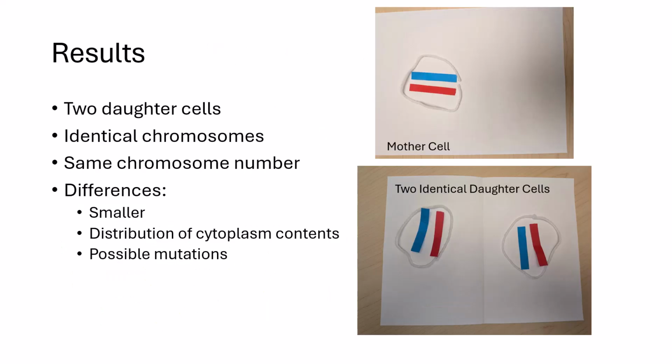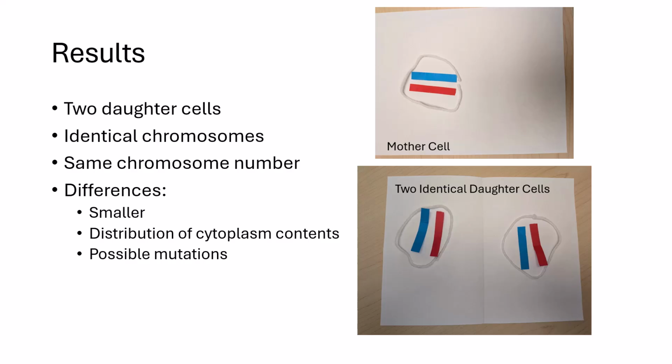At the end of mitosis and cytokinesis, 2 genetically identical daughter cells are produced, each containing a complete set of chromosomes. Although these cells are considered identical in terms of their DNA, some differences can still occur. First, the daughter cells are smaller than the original mother cell because the cytoplasm has been divided between them. As the cytoplasm splits, the organelles within it are also distributed between the 2 cells, and this distribution may not be perfectly equal.